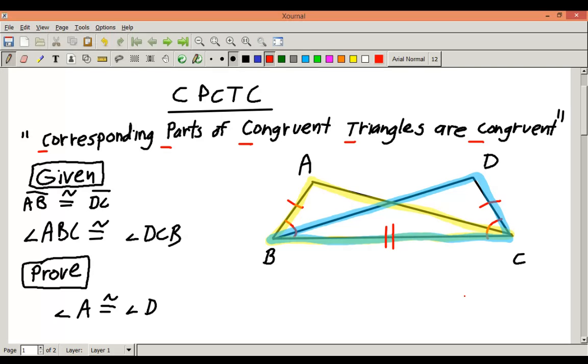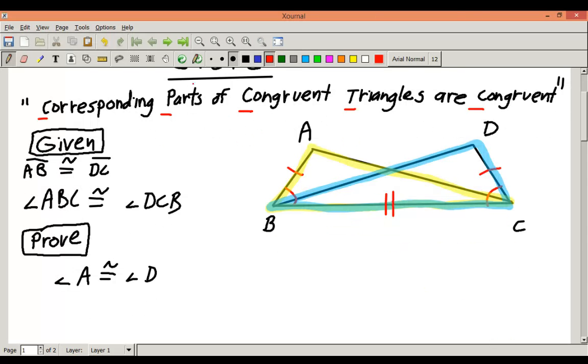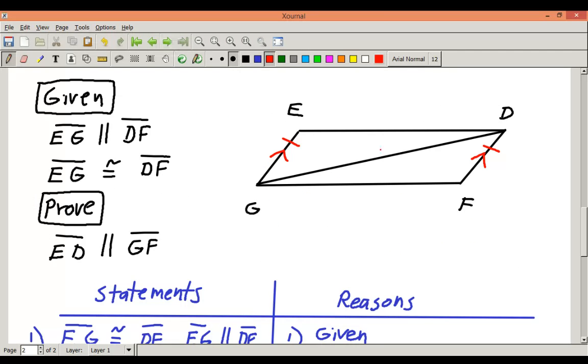Okay, so we kind of talked our way through that one, but my second and last proof of this lesson is we're actually going to write out all the statements because you really need to have some skill in that. So let's look at the next proof. So you see the diagram there, and so I've already marked off what's given.